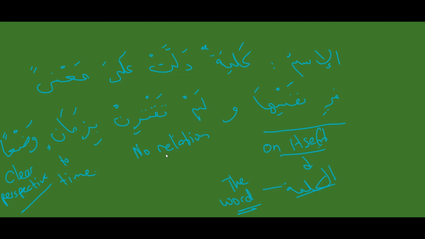Al-ismu means kalimatun dallat ala ma'nan fi nafsiha walam taqtarin bizamanin wada'an. It means a word that itself has a proper meaning but doesn't have any relation to time. We take an example, the word Muhammadun. And also another example, the word Darbun.